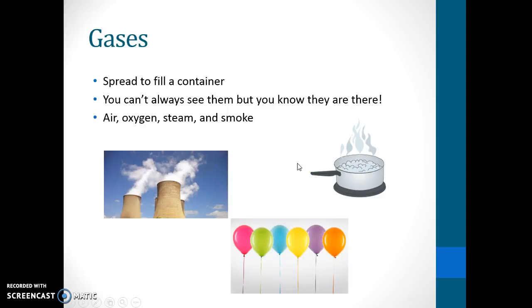solid, liquid, and gas. And remember, matter is anything that takes up space and has mass. Mass is the amount of matter in an object, and the more it weighs, the more mass it has. And then property is just describing the matter, telling what it looks like and feels like, smells, tastes, and sounds like.